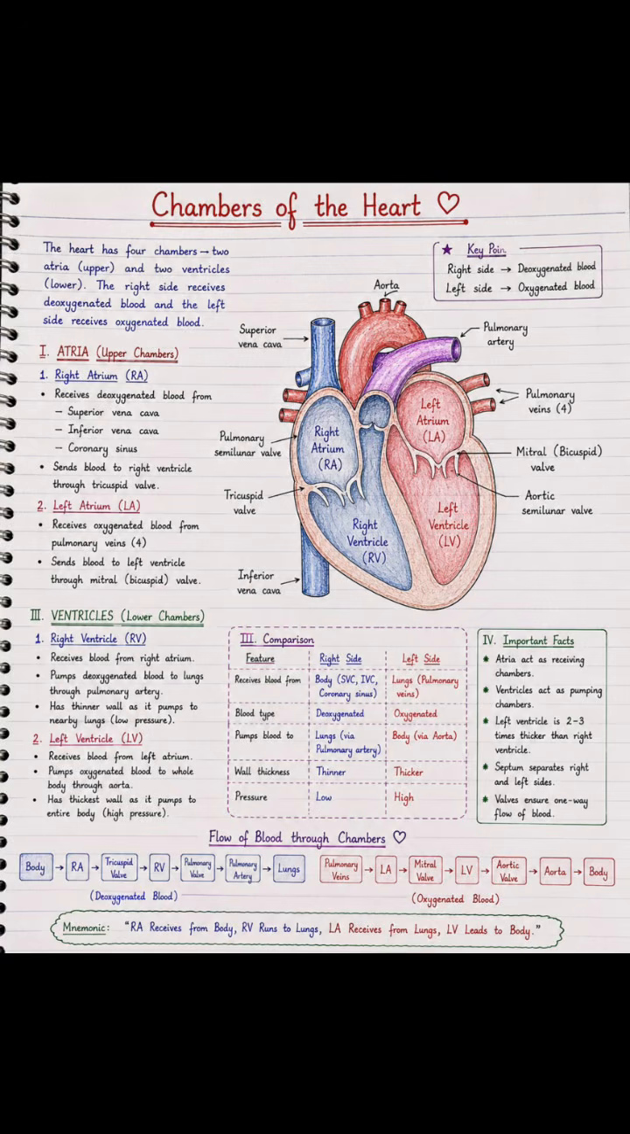Now, let's move to the left atrium, or LA. The left atrium receives oxygenated blood from the 4 pulmonary veins. Then it sends blood to the left ventricle through the mitral or bicuspid valve.